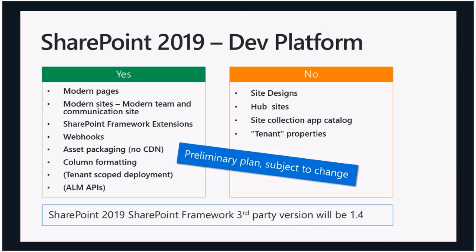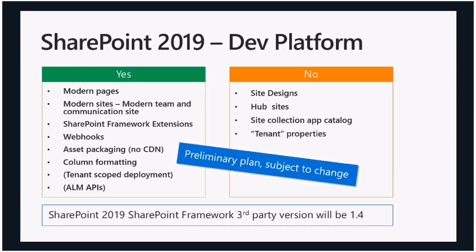We will support SharePoint Framework extensions, so list view command sets, field customizers, and application customizers, in modern pages and modern lists as well. Webhooks supported, asset packaging supported, so you're able to deploy your SPPKG files in the app catalog, and everything will be hosted for you automatically, so you don't have to worry about the actual hosting of those assets. The no CDN on the yes section means that there's no Office 365 CDN, because again, we're on-premises, so we can't really host stuff for you in Office 365.